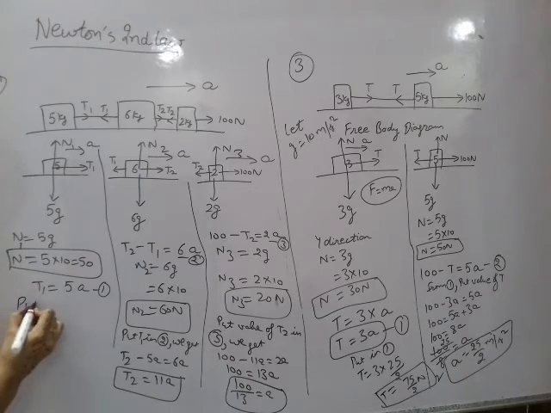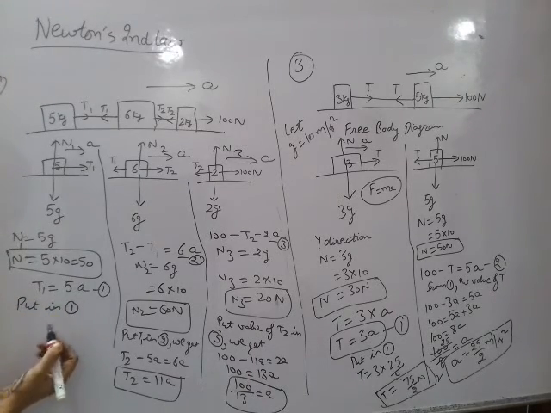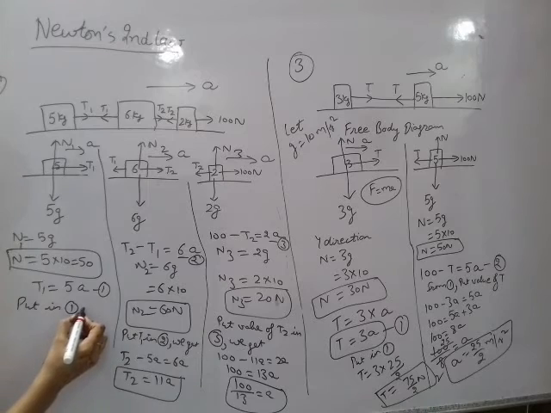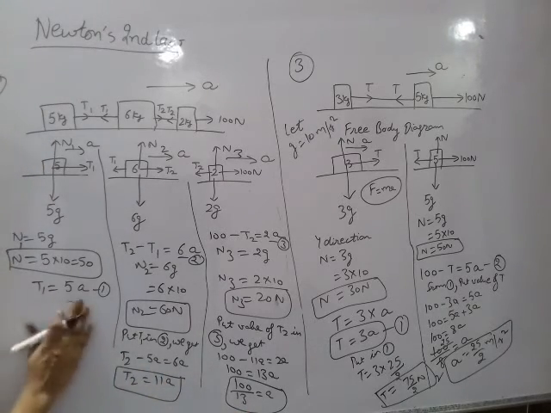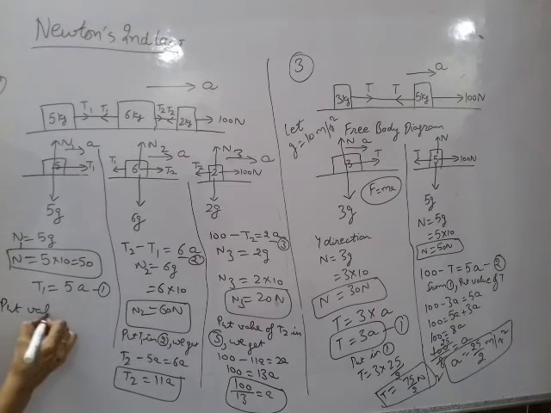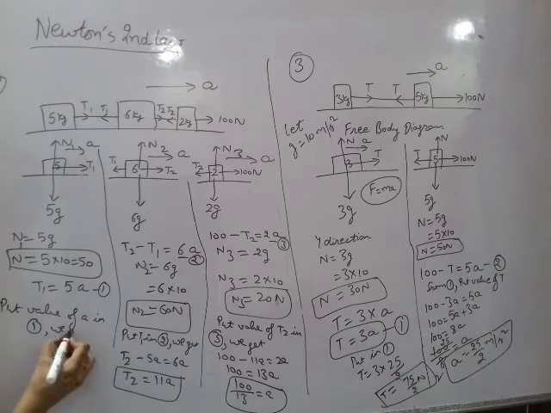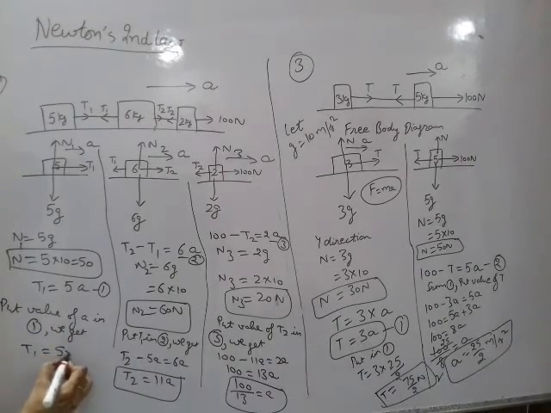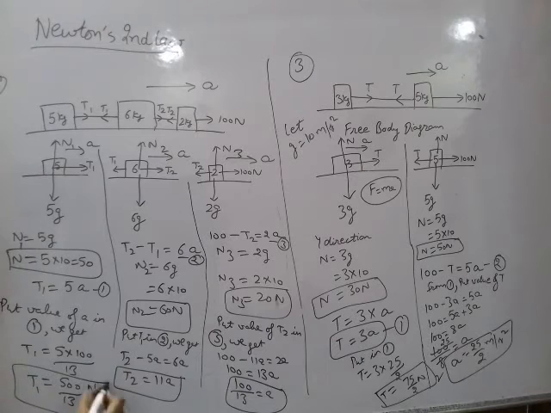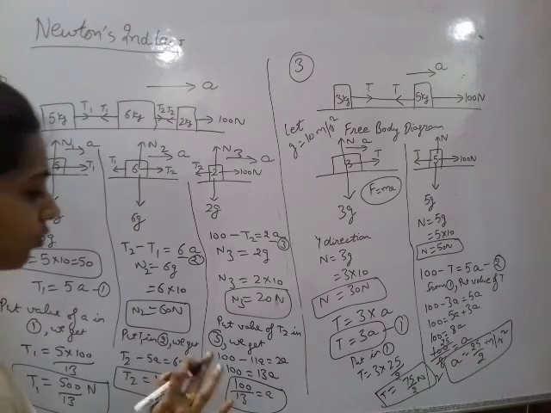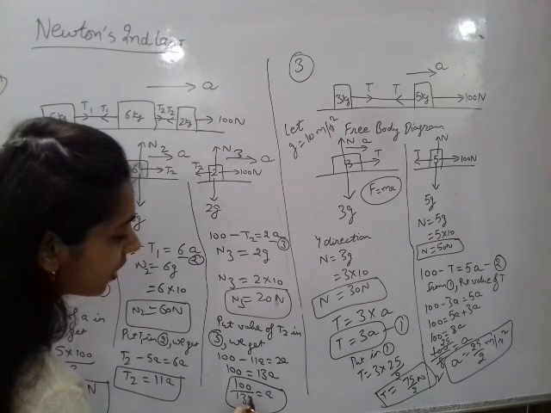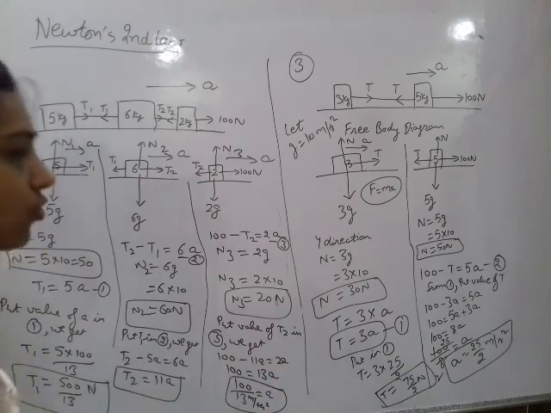Now put in 1, if we have to find tension, put the value of a in 1 to calculate tension. We get T1 is equal to 5 into 100 upon 13, that is 500 upon 13 Newton. Tension T1. From here you can calculate T2 also by putting the value of a. Acceleration is 100 upon 13 meter per second square.